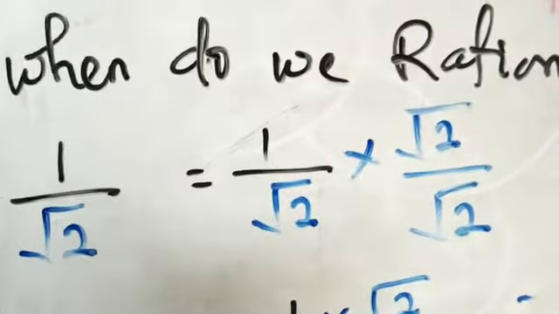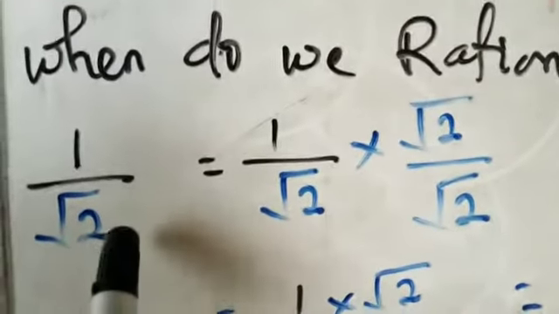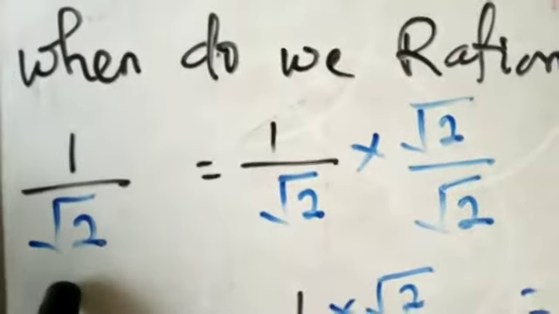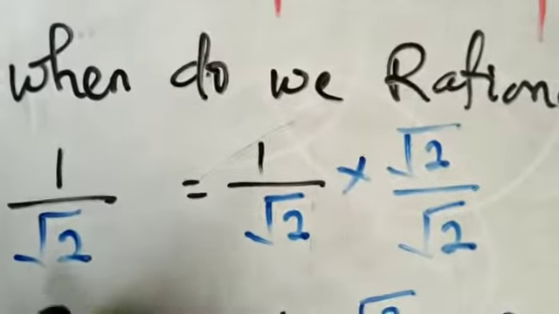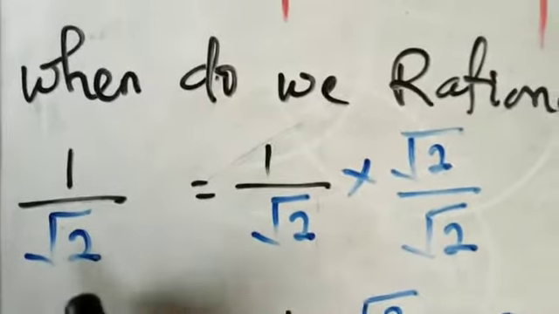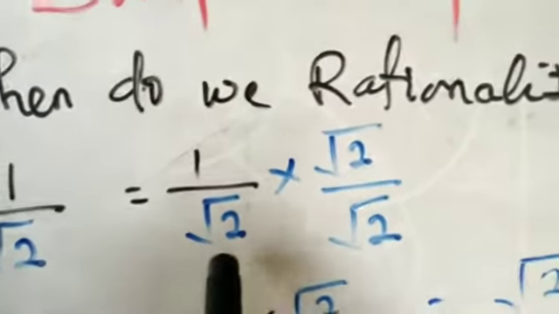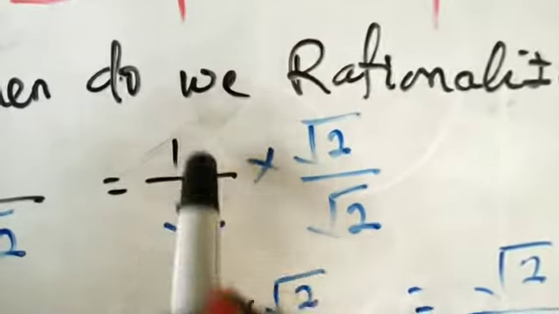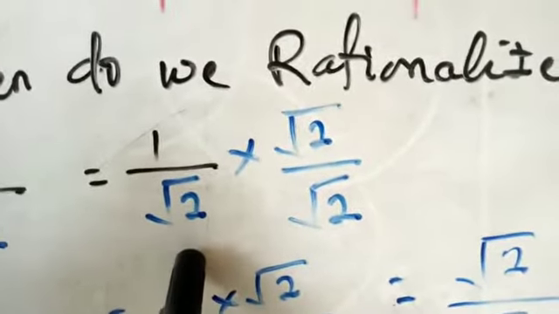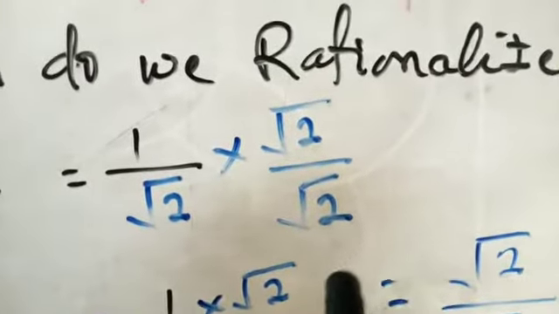And how do you rationalize a surd? You rationalize by multiplying. Let's assume this is a simple one. You have 1 over square root of 2. How do you rationalize? The moment you see this, you have to make sure that you rationalize. Why? Because we have a radical at the bottom. Is that okay? This is a simple problem over here. So 1 over square root of 2, you rationalize by multiplying the denominator over itself.